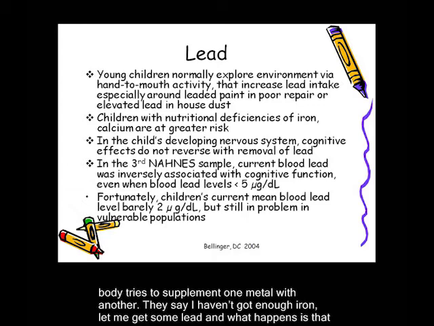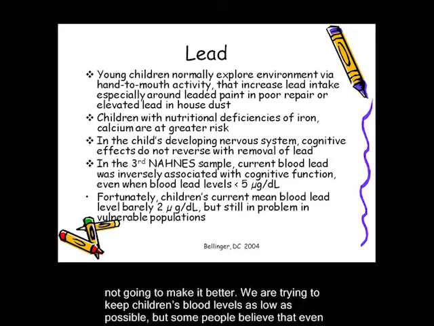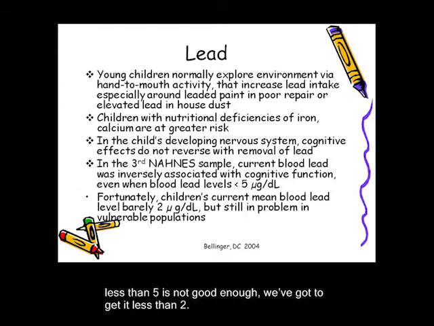And what happens is that this is irreversible damage. If lead hits a child's developing nervous system, the neurons, just getting rid of the lead is not going to make it better. We are trying to keep children's blood levels as low as possible, but some people believe that even less than 5 is not good enough. We've got to get it less than 2.